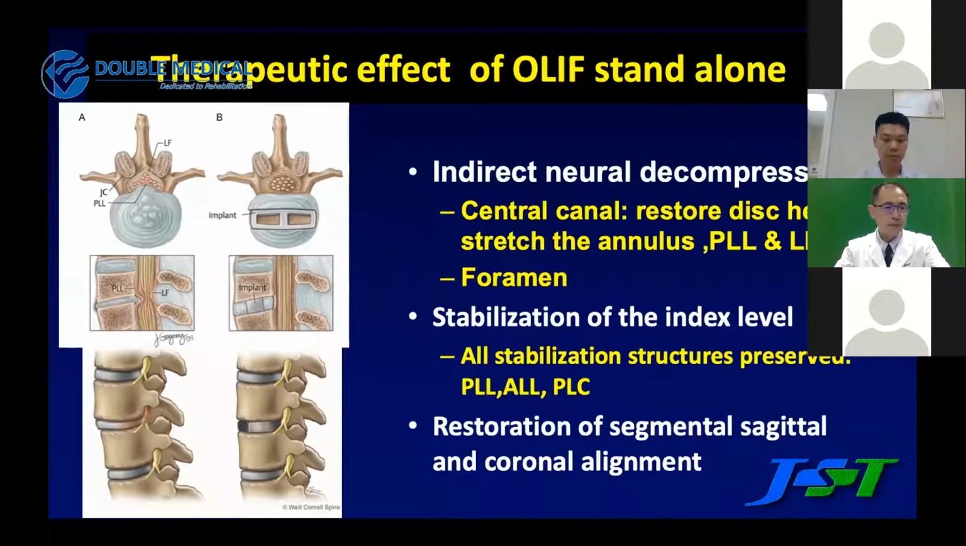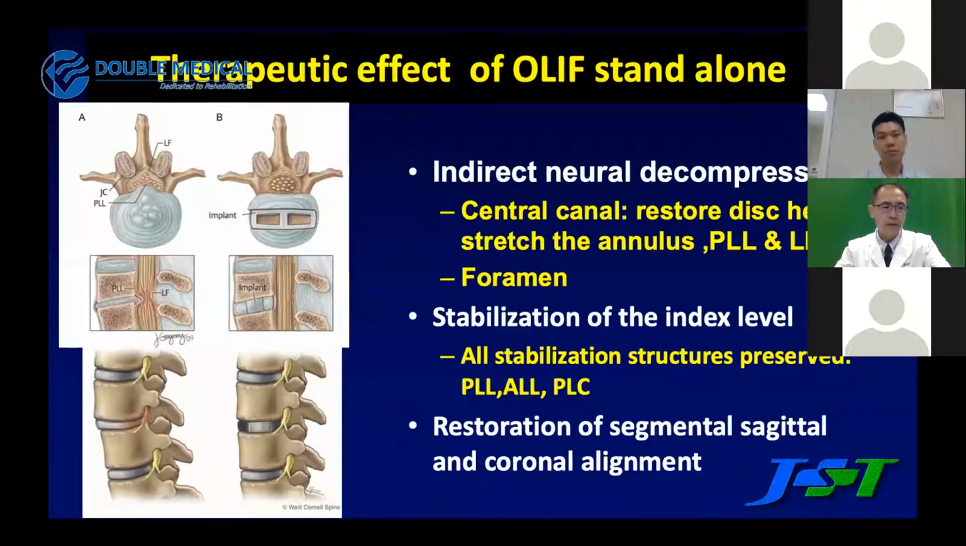OLIF can restore native disc height, which stretches and tightens the remaining annular fibers, causes longitudinal distraction of the posterior longitudinal ligament, unbuckling the ligamentum flavum, and consequently an enlargement of the epidural space and the foraminal area. As preservation of the anterior and the posterior longitudinal ligament and the posterior ligament complex is possible, OLIF standalone can also make the index level more stable without additional instrumentation.